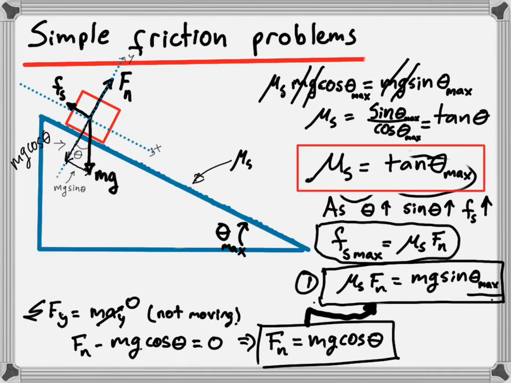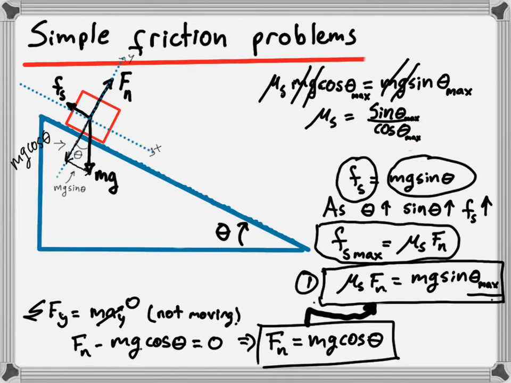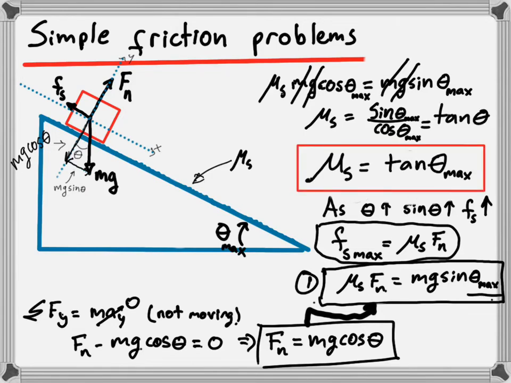So let me clean this up a little bit. Mu sub s is going to be equal to the tangent of theta max, the angle at which the block starts to move. Mu sub s equals tangent of theta max. Notice that this equation is giving us a nice way to measure coefficients of static friction. We just put the object that we're interested in on the surface of an incline, we increase the angle, and at the angle at which the block starts to slide, the tangent of that angle is going to be the coefficient of static friction.